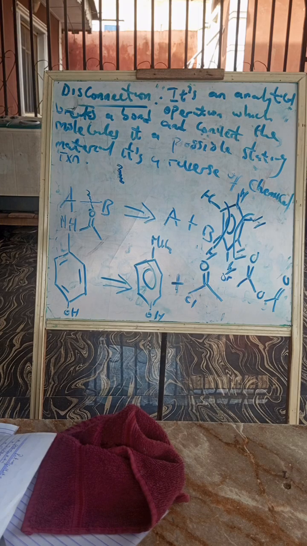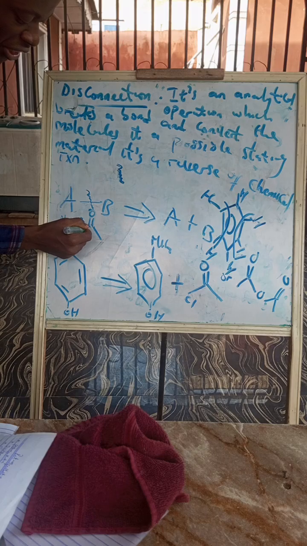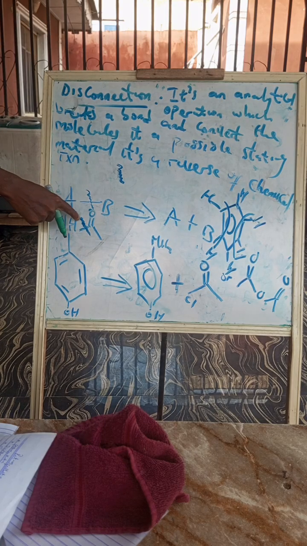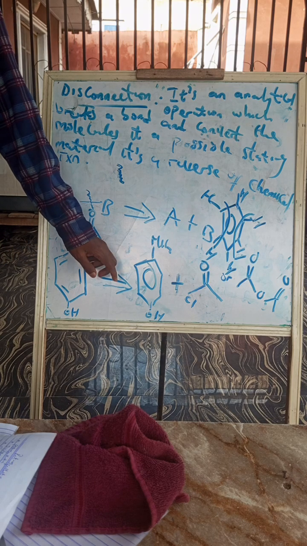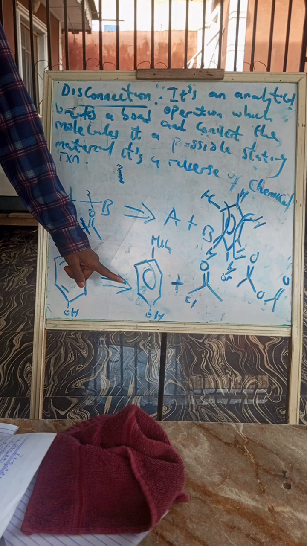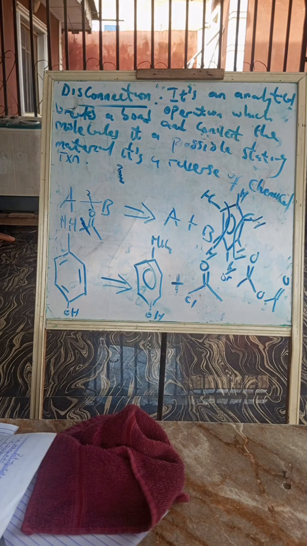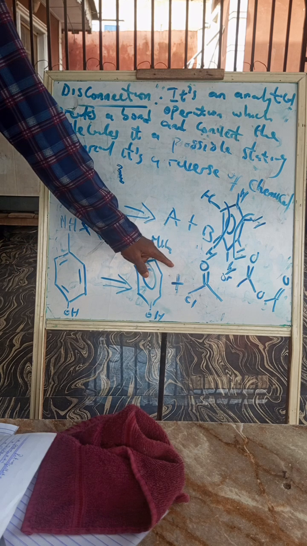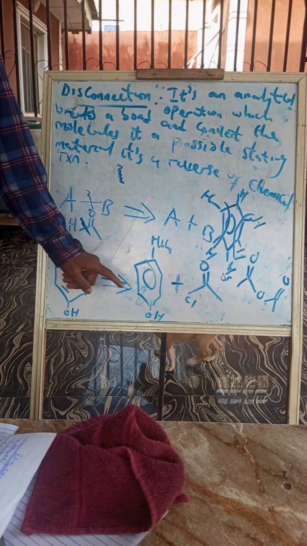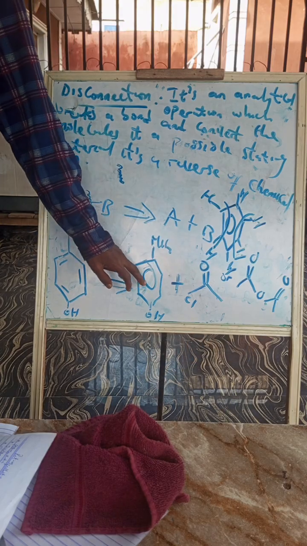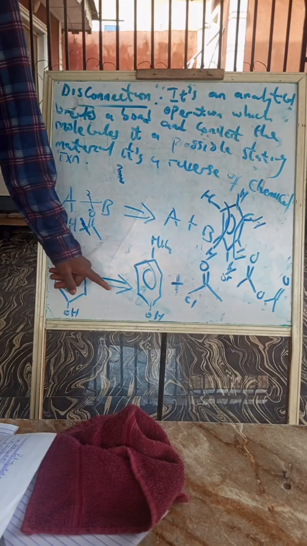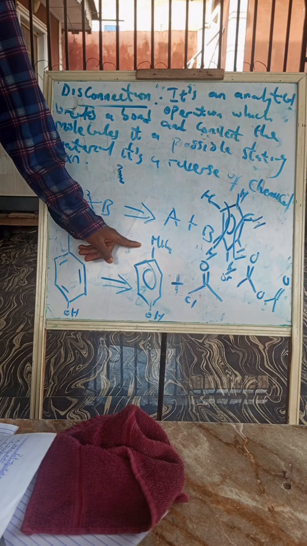To disconnect, we cut out the ketone group. This is the ketone group, and we cut it out. We are left with the amine group, aminophenol. After disconnection, we are left with the amine part and the ketone part. We can see this is the starting material, which we can call para-aminophenol.